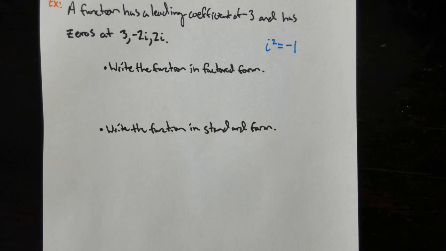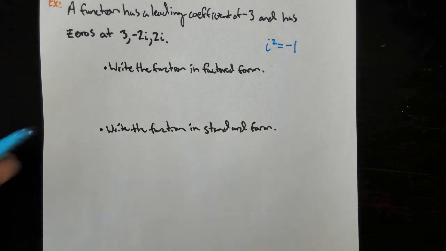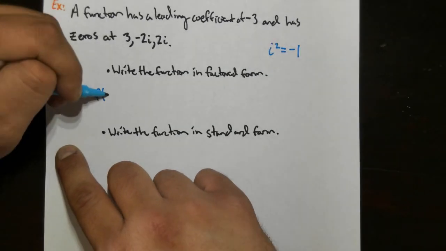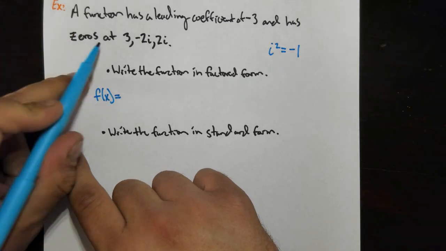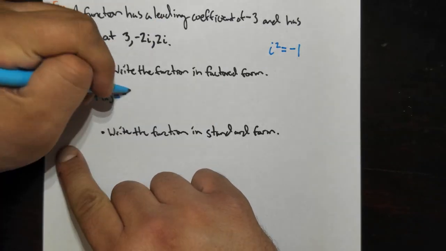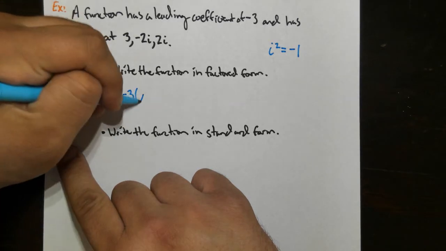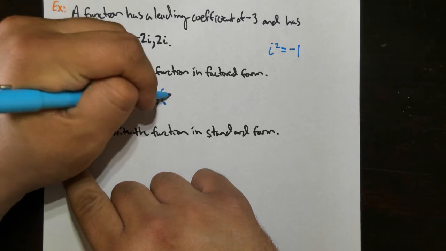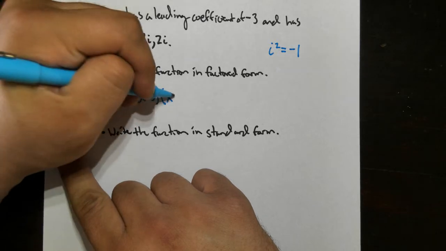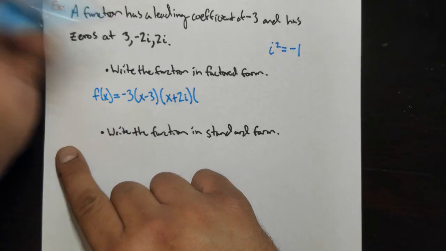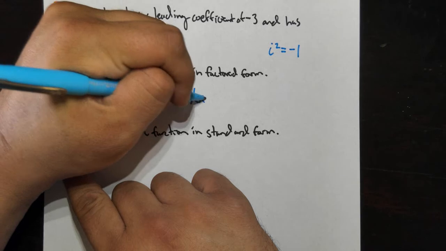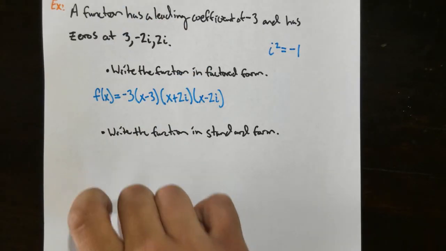Now when we write in factored form, it's not going to be any different. We just want to write the i's right in there. So this function has a leading coefficient of negative 3, and it has zeros at 3, negative 2i, and positive 2i. So we're just going to write it like we have been. f of x equals, the coefficient goes up front, so negative 3, and then times x minus 3. Remember the signs change. x plus 2i, and then x minus 2i. And we have just written it in factored form.